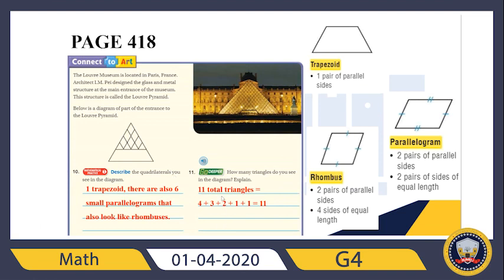In total, how many triangles did I find? 4 plus 3 plus 2 plus 1 plus 1 equals 11. In total, I can find 11 triangles.